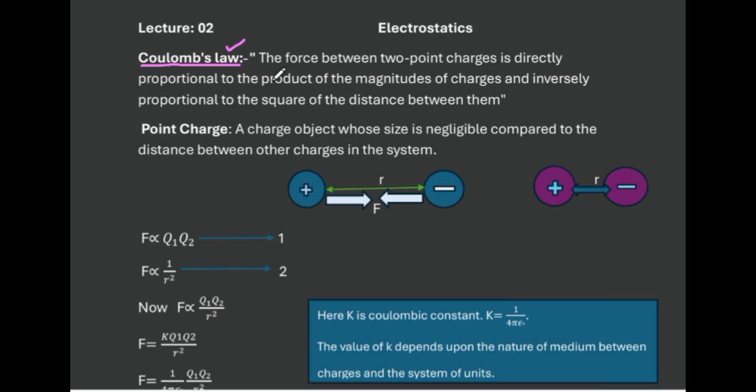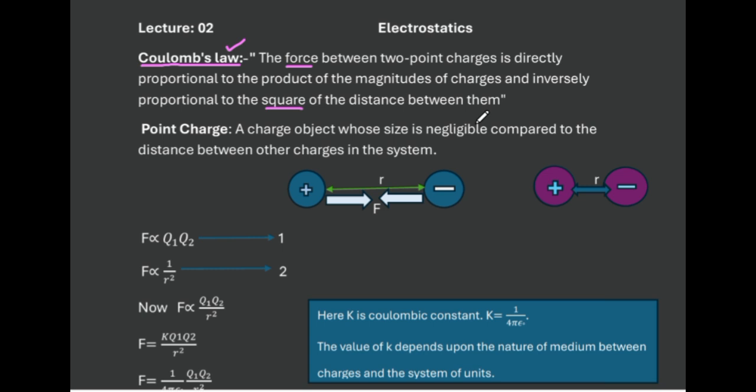The statement of Coulomb's law is: the electric force between two point charges is directly proportional to the product of the magnitude of charges and inversely proportional to the square of the distance between them.